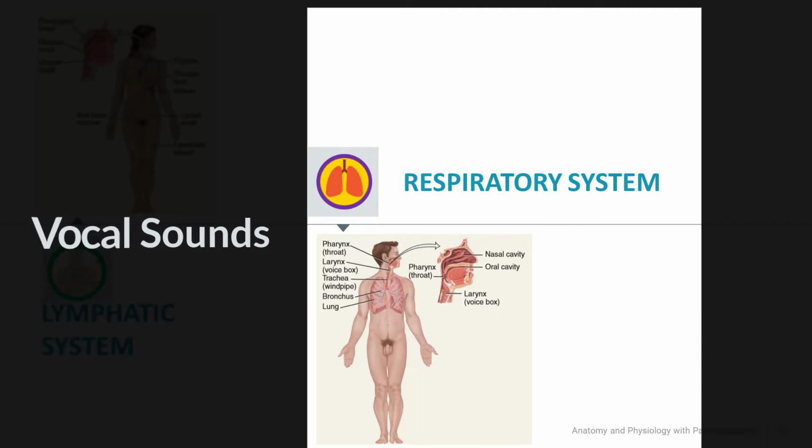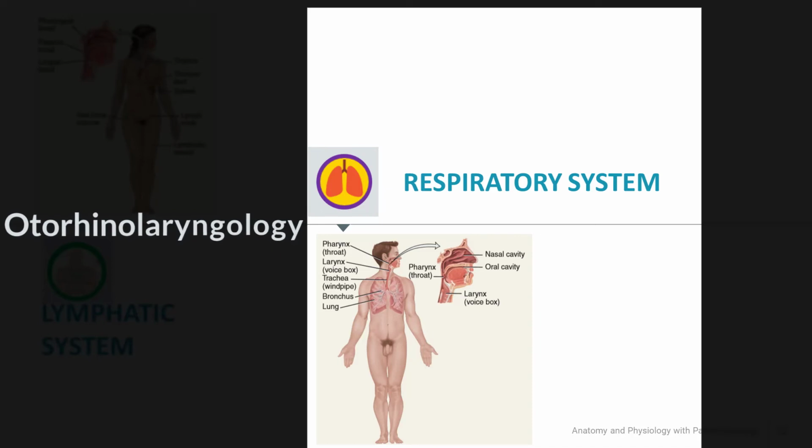The branch of medicine that deals with the diagnosis and treatment of diseases of the ears, nose, and throat is called otorhinolaryngology. Oto referring to ear, rhino refers to nose, and laryngo refers to voice. A pulmonologist is a specialist in the diagnosis and treatment of diseases of the lungs.